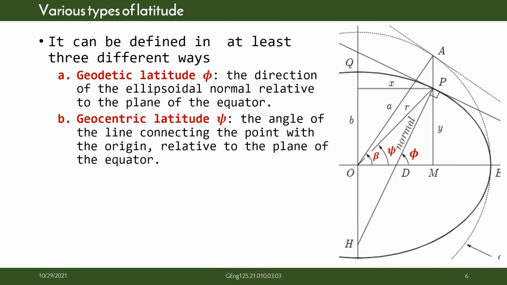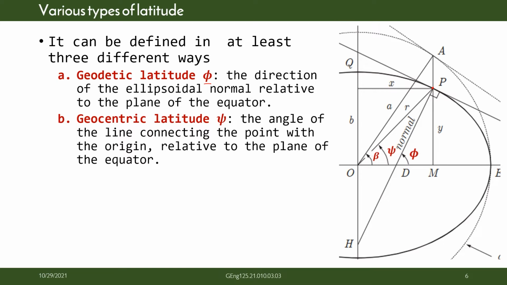So in our previous slides, we showed you that we have three latitudes. Therefore, in order for us to define point P in terms of latitude, we can define this point by these various latitudes. So what are the differences between them? First, we have the geodetic latitude, represented by the Greek letter phi.